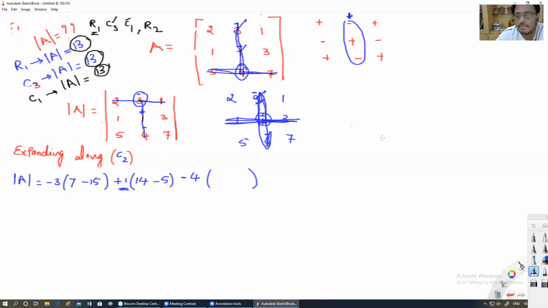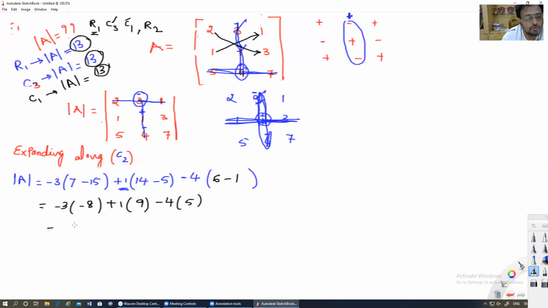These two get cancelled or deleted. Those two row and column, just delete it. And now the remaining elements have to be cross multiplied. That is, we have to multiply 2 into 3 minus 1 into 1. That is equal to 2 into 3, 6 minus 1. And see that minus 3 minus 8 plus 1, 14 minus 5, I think 9 minus 4 into 5.